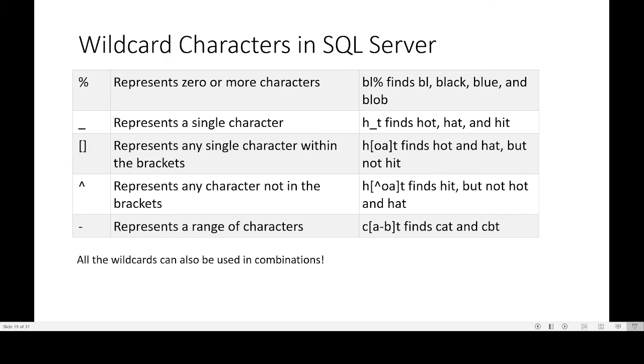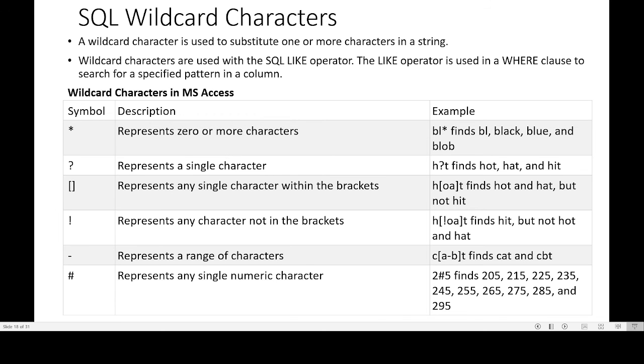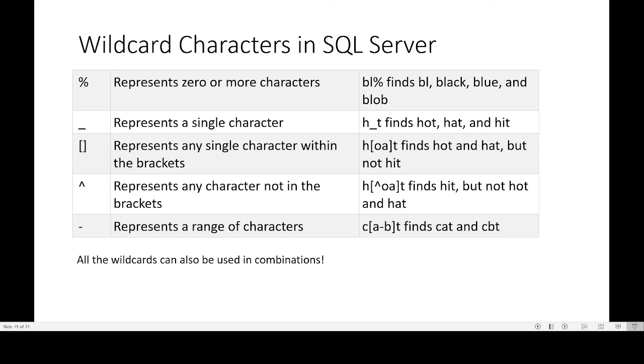Now we have the wildcard characters in SQL Server. The previous ones were for MS Access. Here the percentage represents zero or more characters. Suppose I am using BL%, then it will find all the strings starting with BL, and then we can have black, blue, blob, etc. Then the underscore represents a single character. So I can give H_T, which means it will find all the strings starting with H, ending with T, and any character in between. So it finds hot, hat, hit, etc.